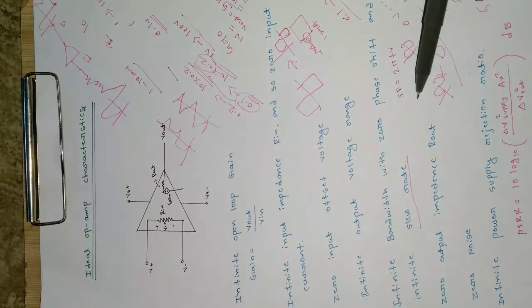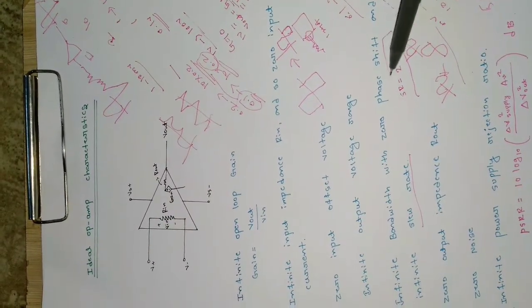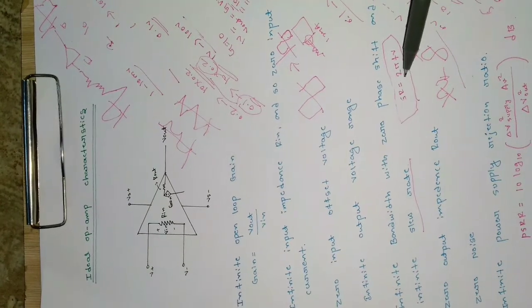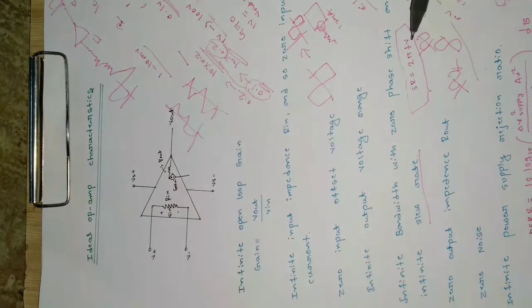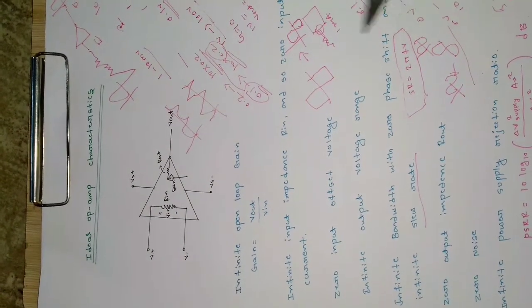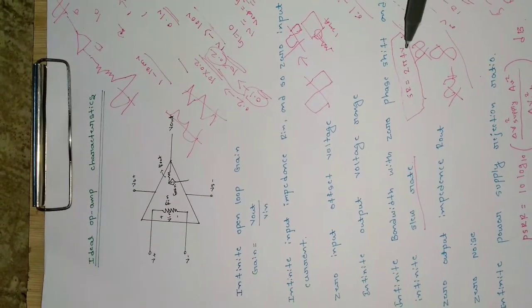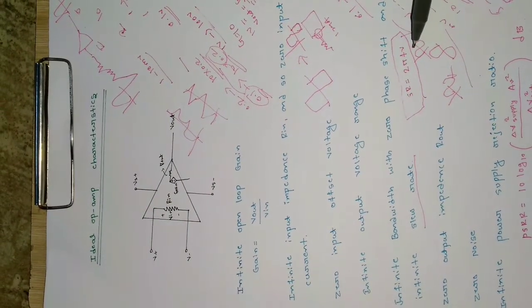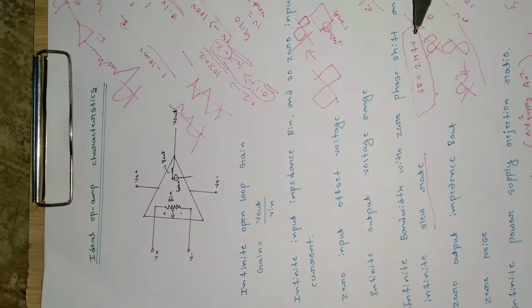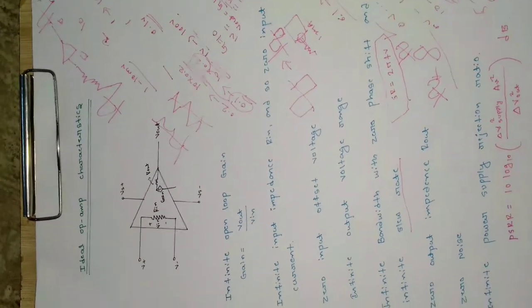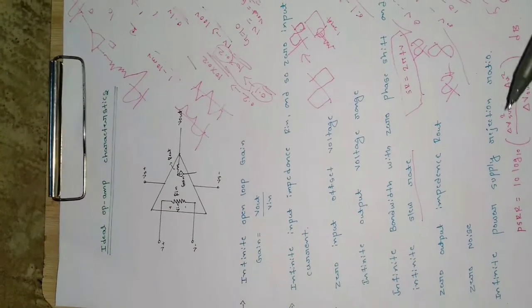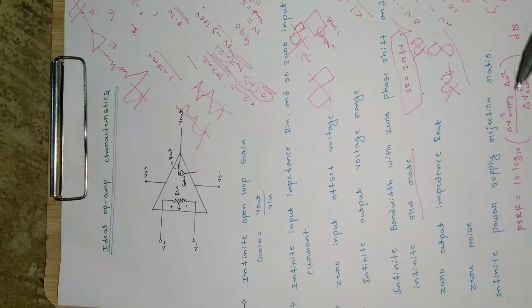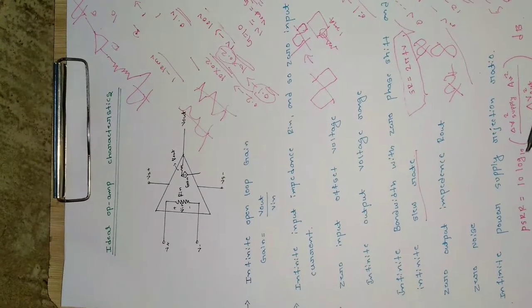I forgot one thing here. For slew rate, the formula is slew rate equals 2 pi into F into V, where F is the frequency of the input signal and V is the peak to peak voltage of the input signal. If we increase the frequency, the slew rate can increase, and if we increase the peak to peak voltage, the slew rate can also be increased. And coming to the last point, infinite power supply rejection ratio, the formula is 10 log 10 of.